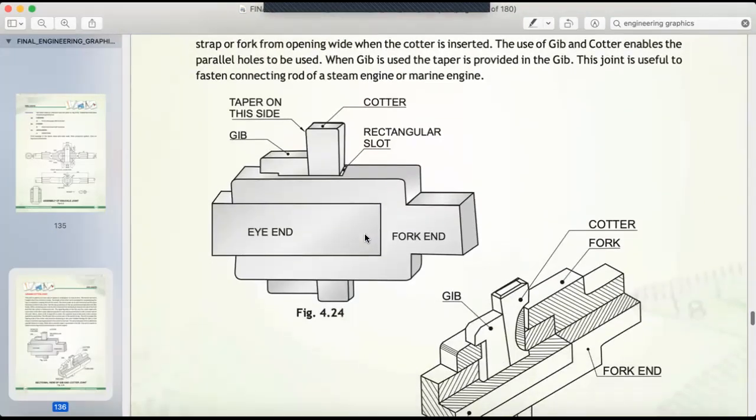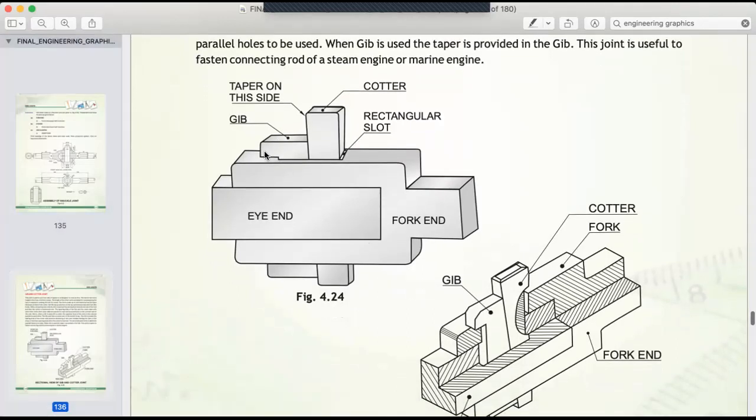See, this is jib and cotter. This is how it looks. So this is the jib and the cotter, and there are two pieces, and generally it is a square rod. So what is the difference between the jib and cotter and the other assemblies? This is for square rods, right?